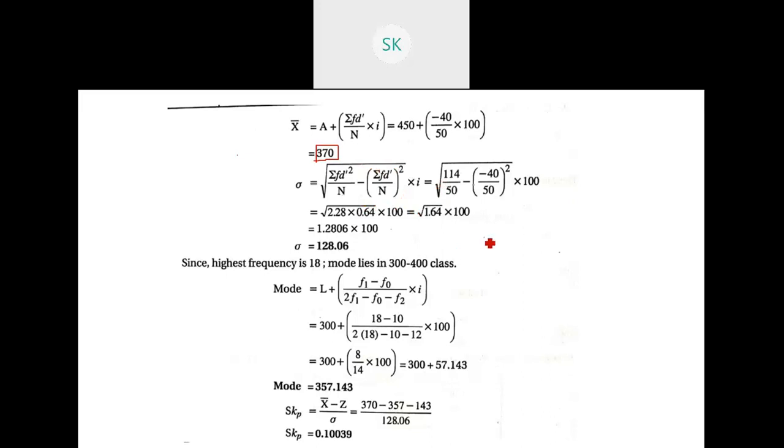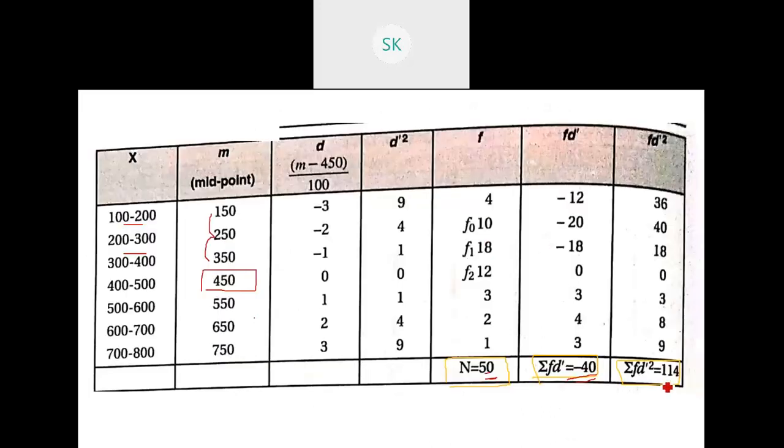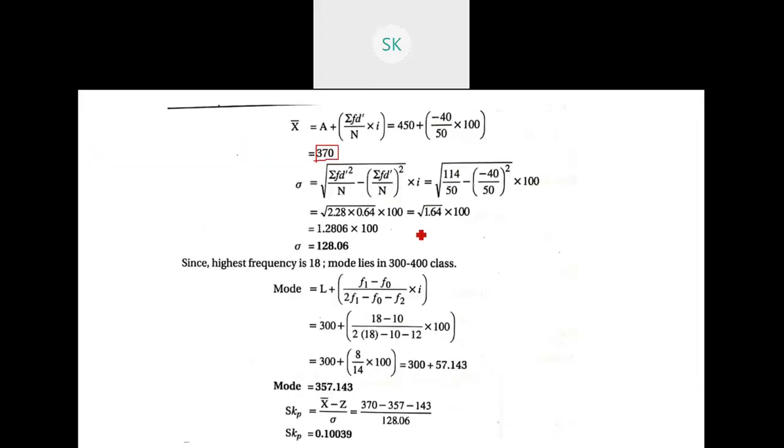So Σfd′² is nothing but 114. So we consider 114 divided by N, which is 50, minus Σfd′, which is minus 40, by 50, whole square. Please don't write it as minus 40 square by 50. That will not give you marks and your answer will also be wrong. And then multiply it by 100.